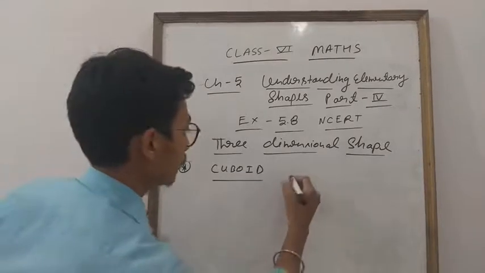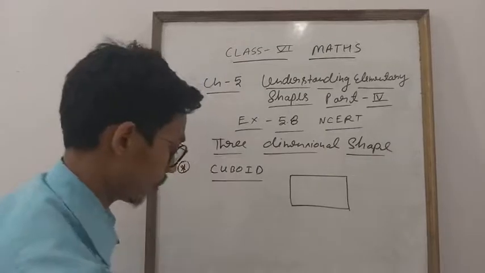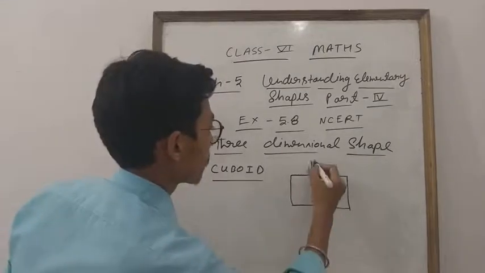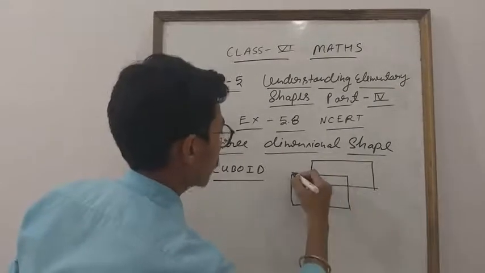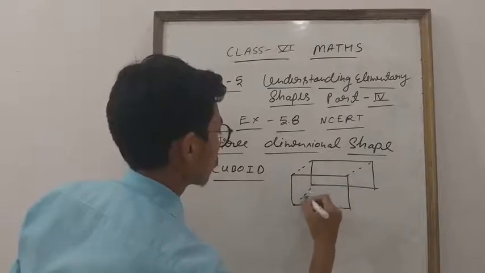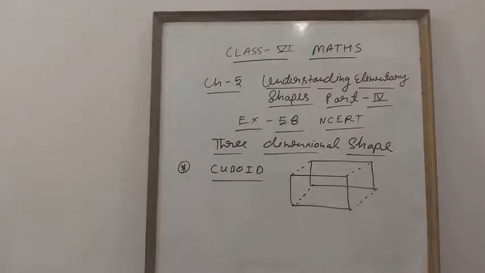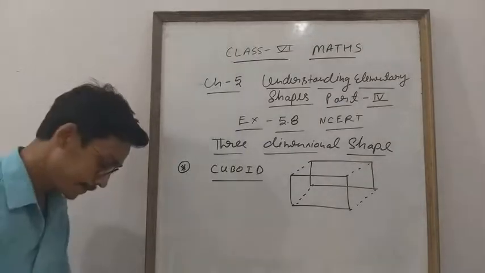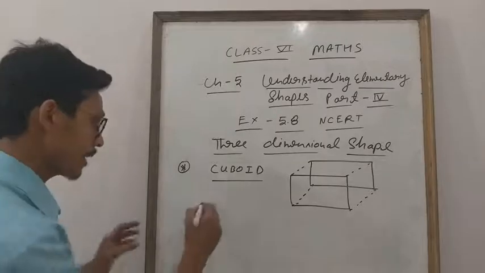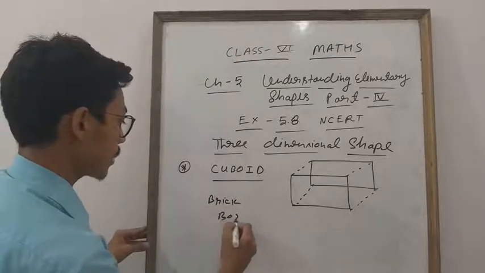Look, what is cuboid. If you draw a diagram like that, everyone draw it in your copy. And you will join this one. So this is a cuboid. Now what is an example of a cuboid? Look, your box is an example of a cuboid. A brick is also an example of a cuboid. Brick and box are examples of a cuboid.